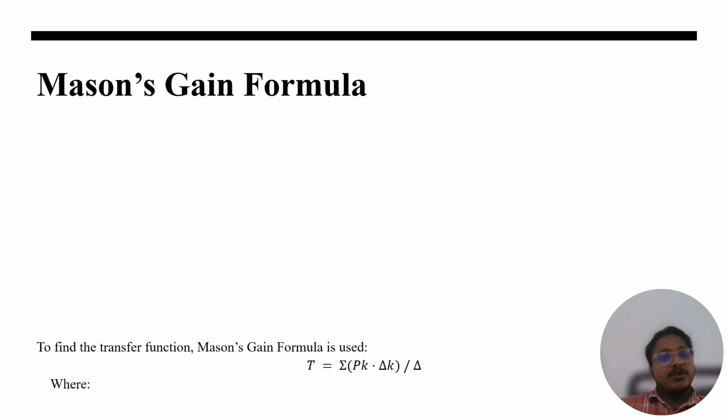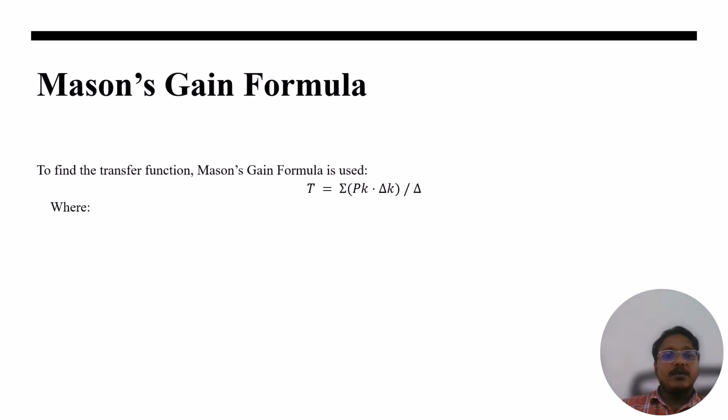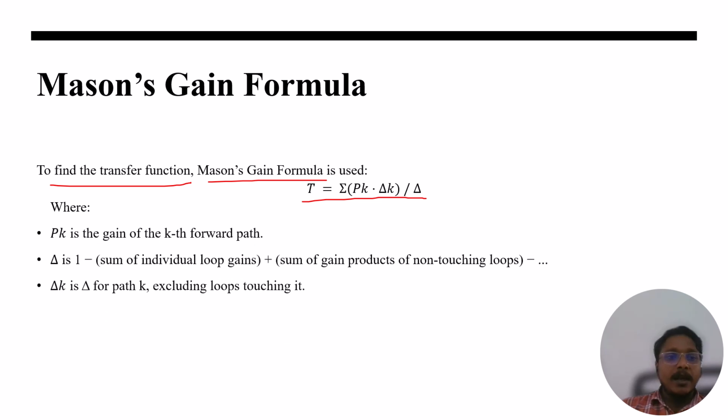We need to understand how to apply the Mason-Gain formula to find the transfer function. Our ultimate goal is to find the transfer function using the Mason-Gain formula. The formula is T equal to the summation of Pk delta k divided by delta. Here Pk is the gain of the kth forward path, for example the second forward path, third forward path, or eighth forward path. That gain is called Pk.